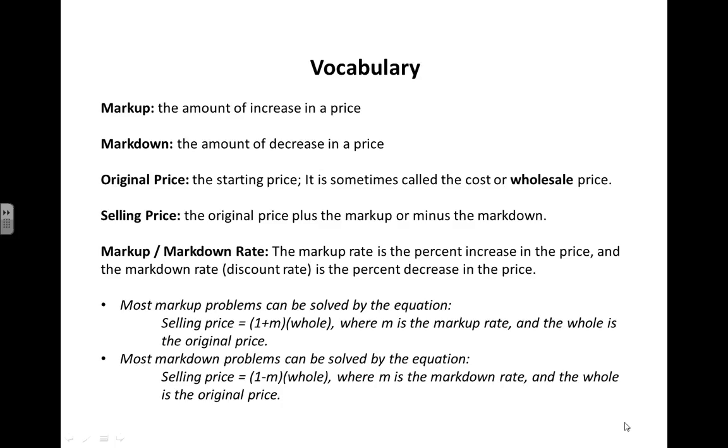Most markdown problems can be solved by the equation, same thing, except we're going to subtract the markdown rate. So selling price equals 1 minus m, all multiplied times the whole, where m is again the markdown rate, and the whole is the original price.